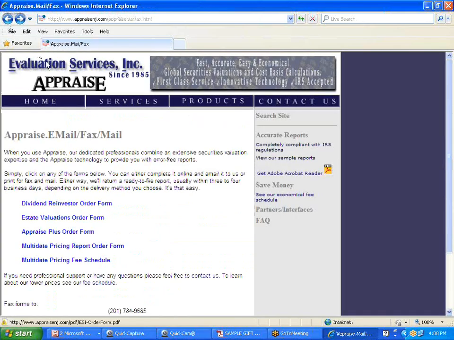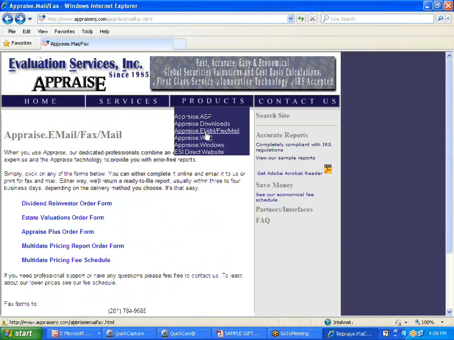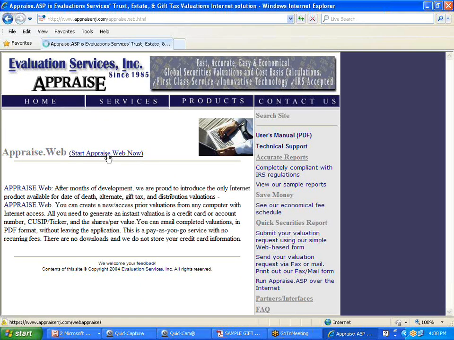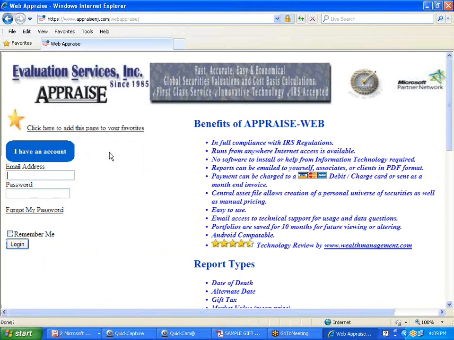Okay, let's go back. We have Appraise Web. This is a true web product. I'll click through to it very briefly. And in this software, you can run this application anywhere. Your portfolios are stored on our computer. And the benefit of this, again, is it's always current. And you can either run with an account number or a credit card. It's Android compatible. It's Mac compatible. And we were reviewed by Wealth Management Magazine. And you can click on that review by going to wealthmanagement.com and learn more about it.